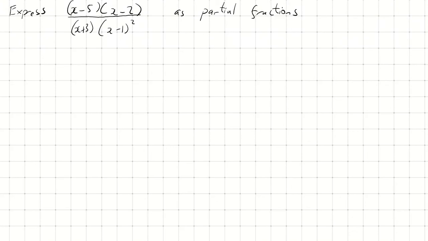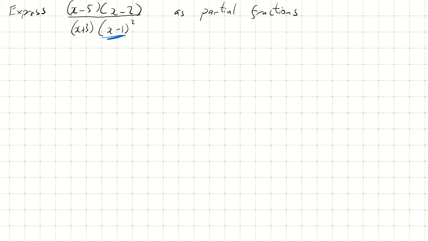So in this question we're going to look at partial fractions where there is a repeated root in the denominator. What does that mean? Well, in this example, express (x − 5)(x − 2) over (x + 3)(x − 1)² as partial fractions. The repeated root is this (x − 1)² term in the denominator.